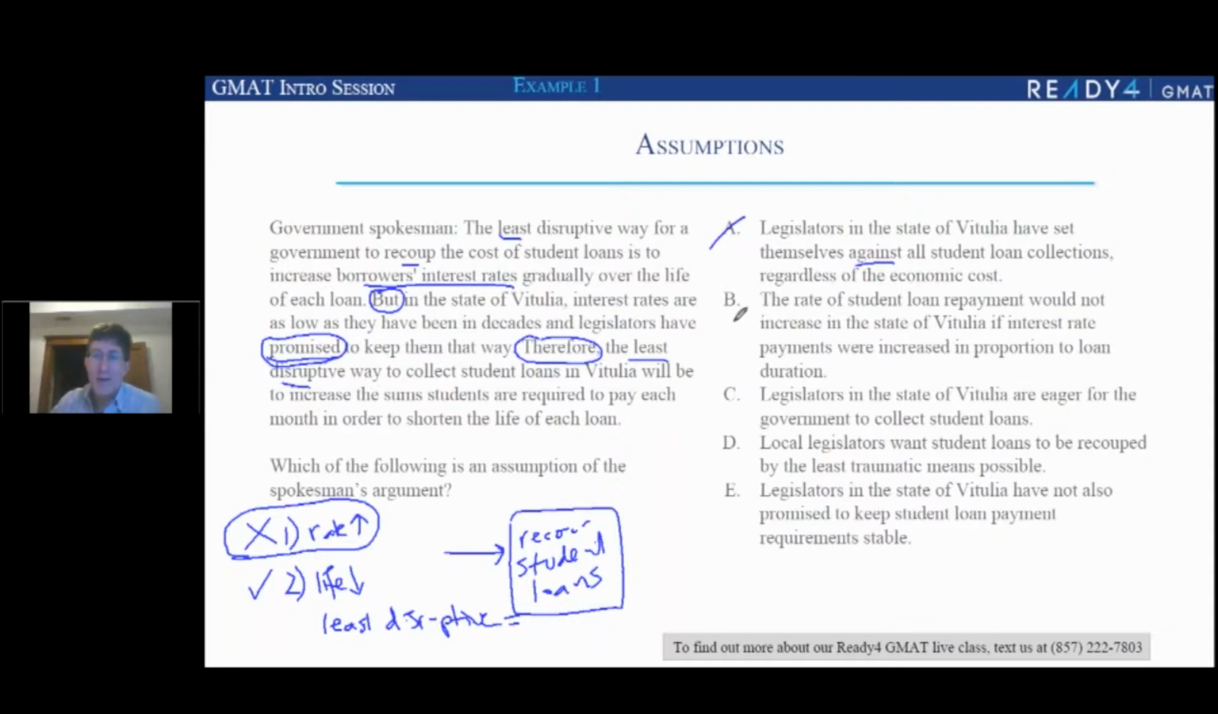B was the most popular answer in the class. The rate of student loan repayment would not increase in the state of Betulia if interest rate payments were increased in proportion to loan duration. Well, this is not the plan. The plan is to shorten the life of the loans. So B is actually irrelevant. It's not the plan.